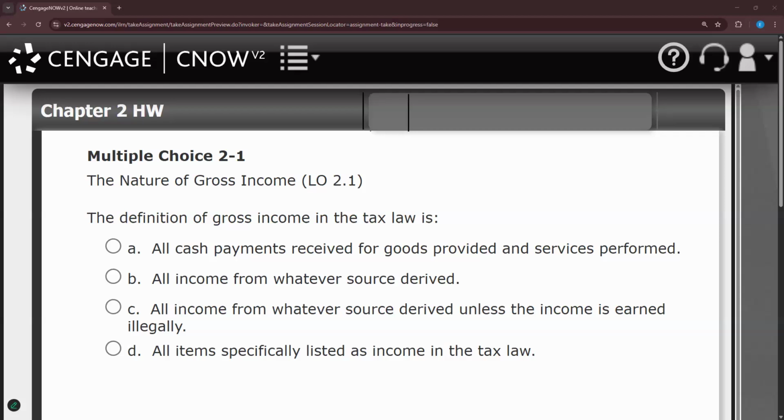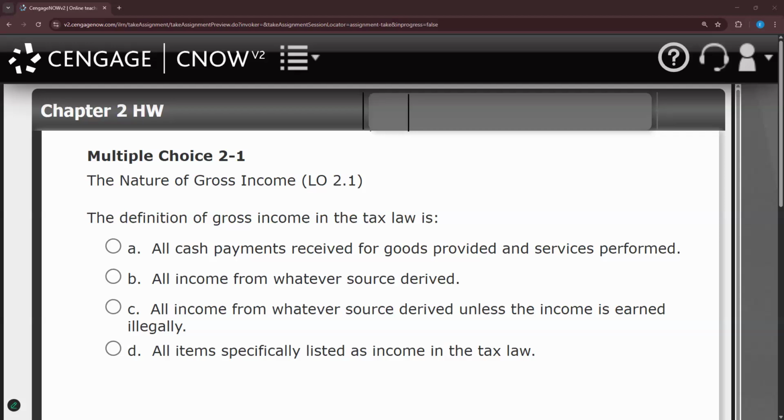Here it states the nature of gross income. So gross income, whenever you are preparing a tax return for an individual, this is essentially the starting point for calculating the taxpayer's liability. So the tax law states that gross income is all income from whatever source derived, including but not limited to. So if you have a job, if you have a business, if you have property that you sell, interest, rent, pension.